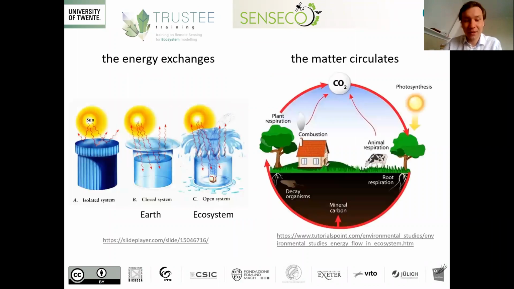As you know, the Earth is a closed system. It means that energy exchanges, but the matter circulates, so it stays. And you know this cycle of carbon, of nitrogen, of water. But the ecosystem, in contrast to Earth, is an open system. So it exchanges matter. And those matter exchanges are what we call flux.